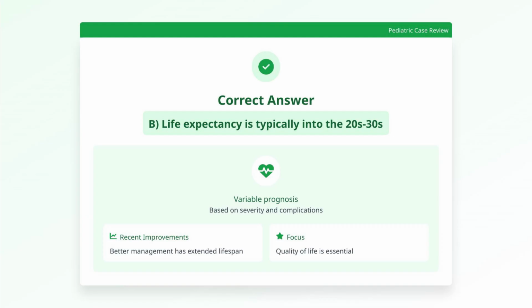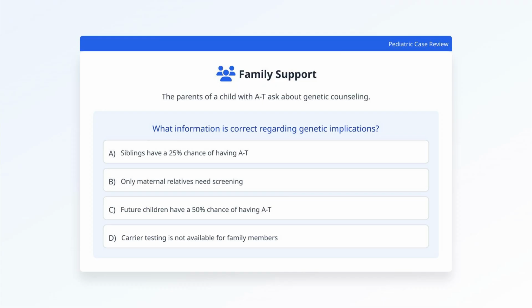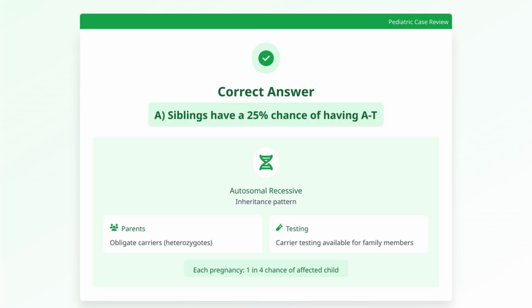The parents of a child with ataxia telangiectasia ask about genetic counseling. What information is correct regarding the genetic implications for family members? A. Siblings have a 25% chance of having ataxia telangiectasia. B. Only maternal relatives need screening. C. Future children have a 50% chance of having ataxia telangiectasia. D. Carrier testing is not available for family members. The correct answer is A.